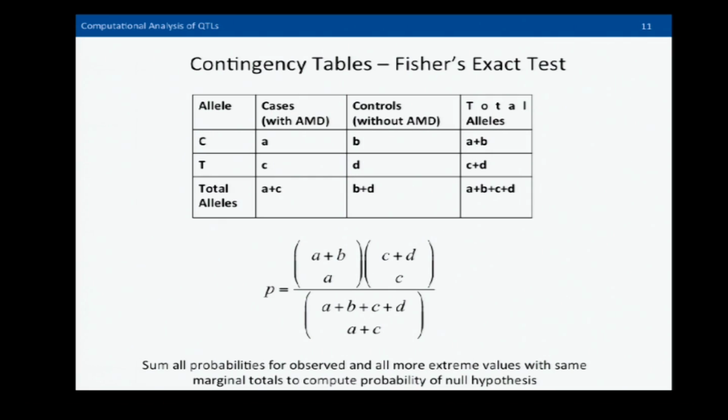What are the chances we would see exactly this arrangement? Well, we would need to have, out of A plus B C alleles, A of them be cases, which is the first term there in that equation. And of the T alleles, we need to have C of them out of C plus D be there. And then we need to have A plus B plus C plus D choose A plus C. That's the total number of chances of seeing things. So this is the probability of the arrangement in the table in this particular form.